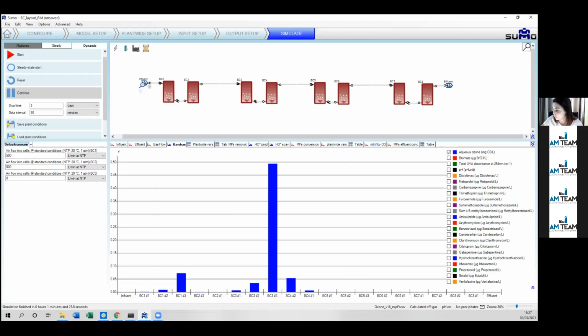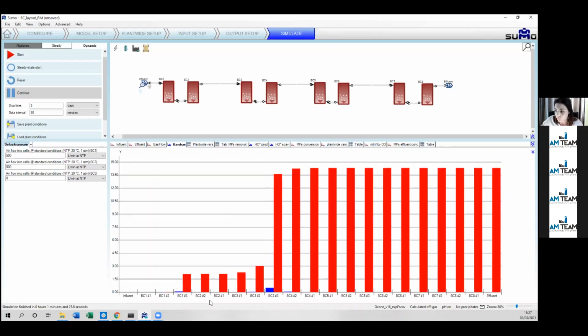In terms of bromate formation, in this way we are controlling the bromate formation in the first bubble column, and then the spike of bromate occurs in the third bubble column. Then we have again a little bromate formation downstream, and since there is no ozone residual downstream in the other bubble columns, the effluent concentration stays constant, and now it is equal to 14 micrograms per liter.